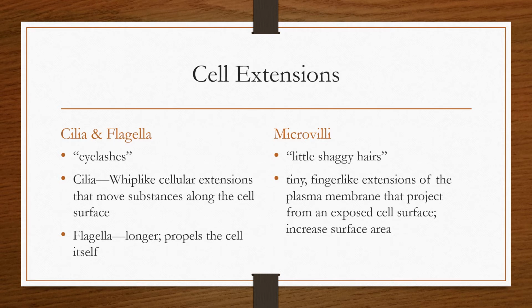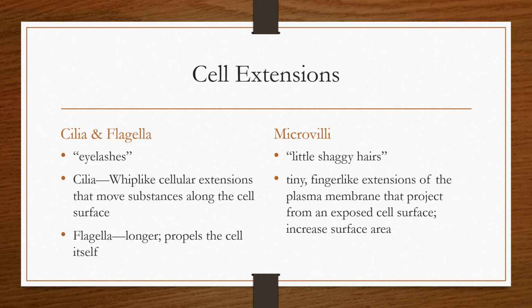Now let's talk about cell extensions. So first we have cilia and flagella, which sound like the names of the evil stepsisters in Cinderella or something, but they kind of look like eyelashes. So cilia are whip-like cellular extensions that move substances along the cell surface. So this would be an example of how mucus is able to leave the lungs.